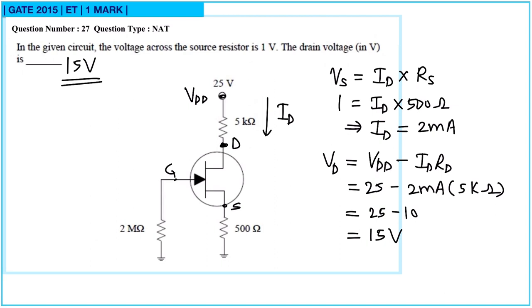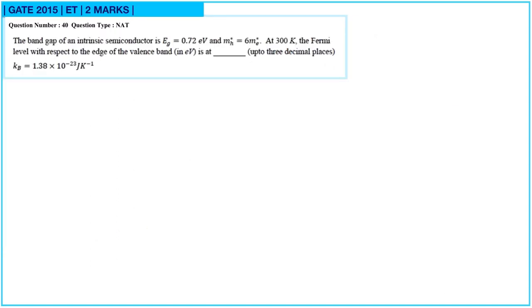Next question, 40. The band gap of intrinsic semiconductor Eg is 0.72 electron volt, and mh star is equal to 6 me star, that is mass of hole and mass of electron. Effective masses are given. At 300 Kelvin, the Fermi level with respect to the edge of the valence band is at? Now we want to find out EF, Fermi level with respect to valence band. So EF minus EV, this is asked, up to 3 decimal places. Value of kB is given.